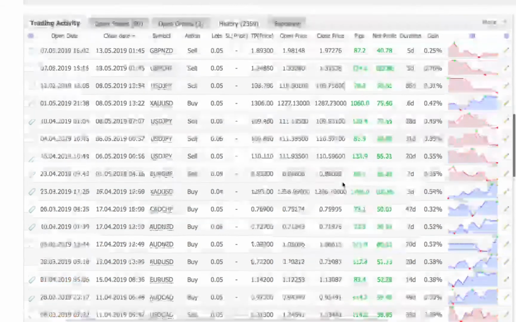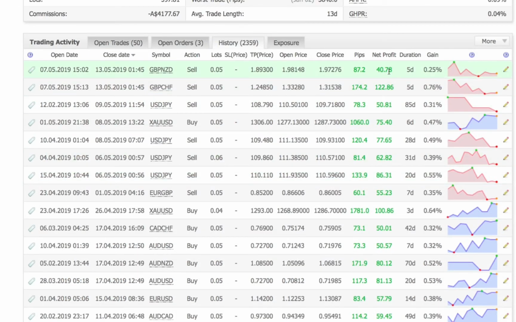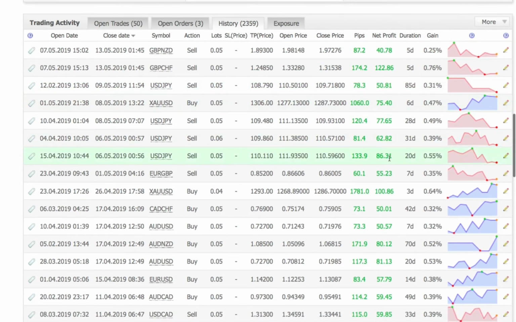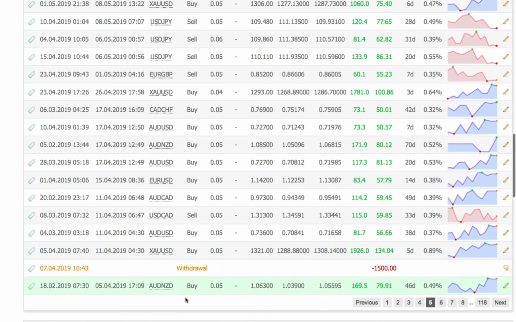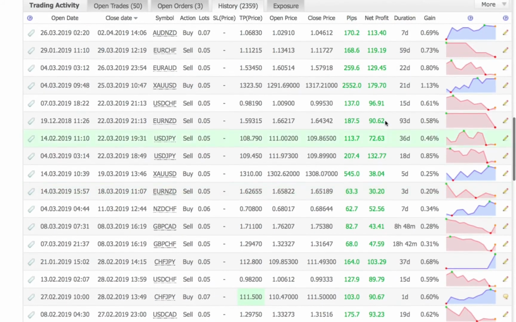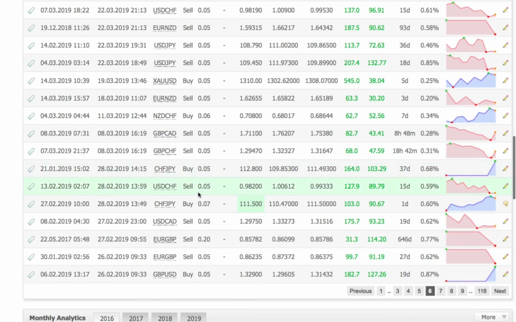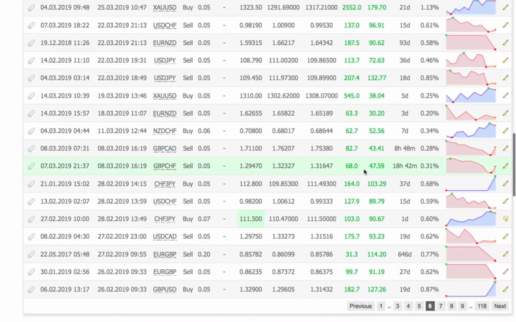Fifth page, as you can see, nothing really significant. I have withdrawn $1,500 in April 2019. Sixth page, $179 from gold again, $103 from Franc Yen. So basically, somewhere from $50 to $200 profit on the first couple of pages.